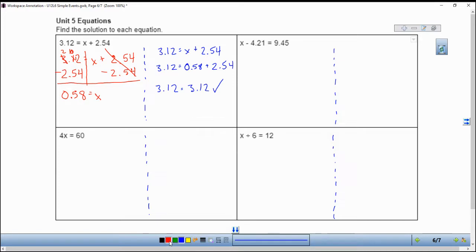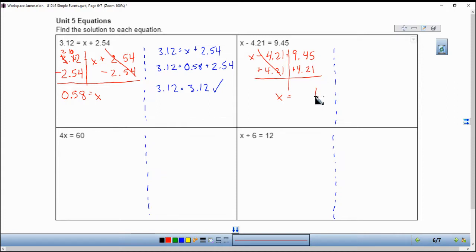All right, let's try the one next to it here. We have x minus 4 21/100 equals 9 45/100. All right, let's solve it. So we're going to do the wall. We have to get rid of whatever's hanging around the variable, which is minus 4 21/100. So we're going to add 4 21/100 to both sides, making sure to line up the decimal point as best we can. The 4 21/100 cancel out. We're left with x equals, and then we'll add it here.